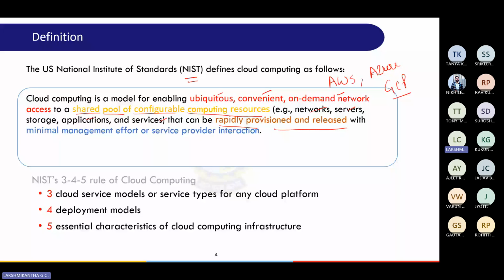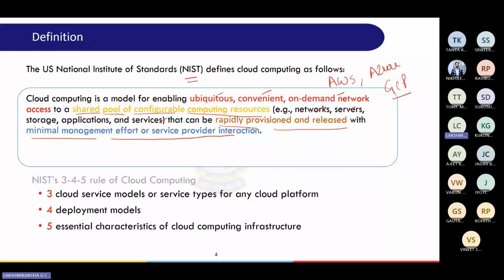Minimal management effort or service provider interaction. Guys, you don't call someone to install RAM or install an operating system. You click a button and run a script. The cloud provider handles the entire process automatically. So this automation is critical. Okay, guys, what I would like to say here is, this complete definition gives you all the meaning of cloud computing.